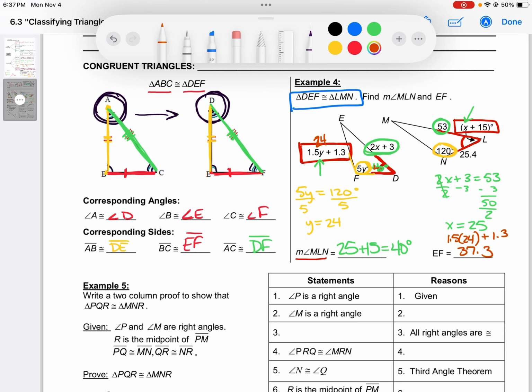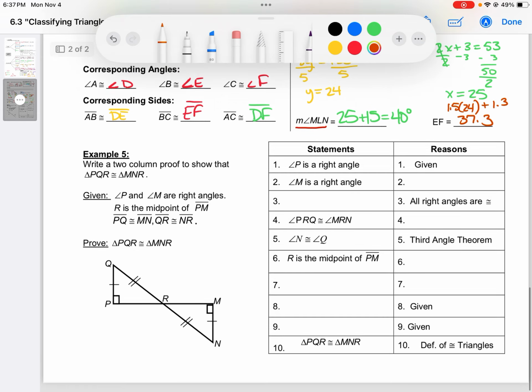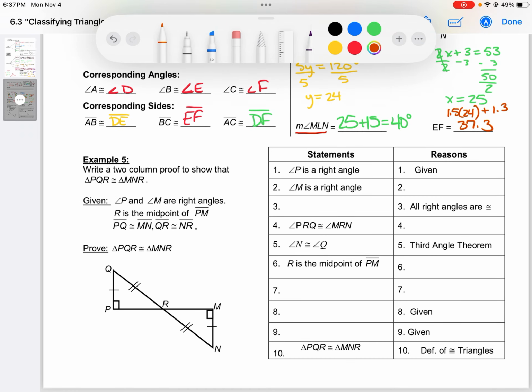And now, if it asked for more information, you could find more information. This angle's 40, and this angle 5y is 120. And so that must mean the third angle brings that 120 and that 40 up to 180. So those smaller angles are 20. And then if it asks for a missing side or a perimeter, you could also figure out all of those things.